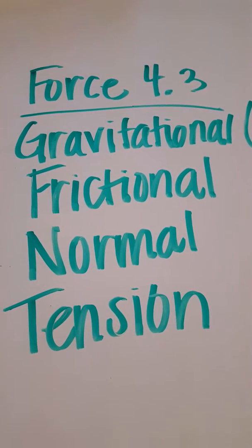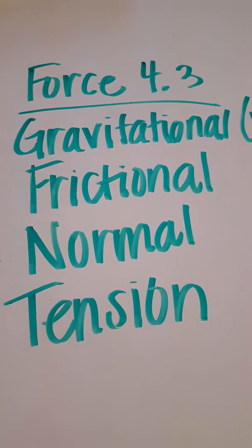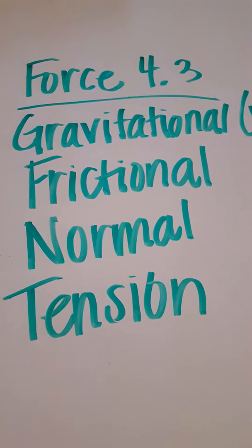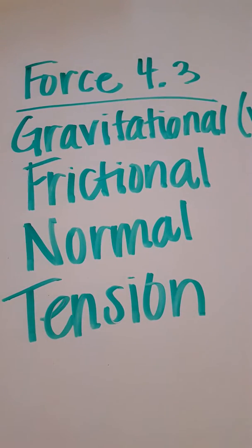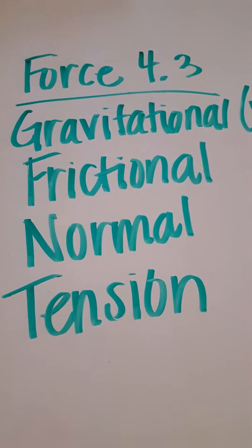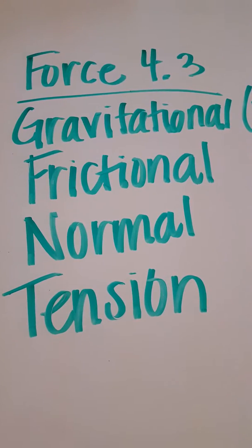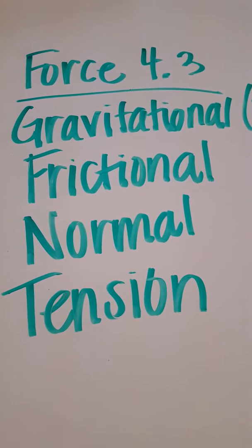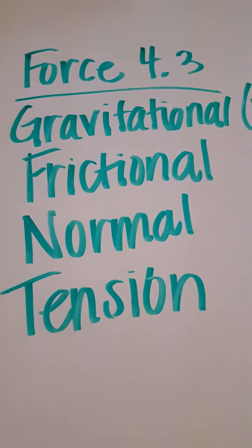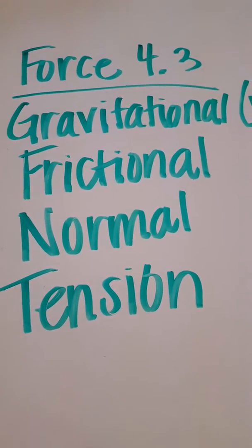We're going to continue looking at force 4.3, and we're going to focus on frictional force. The objective says to explain that friction is a force that opposes sliding between two surfaces, and for surfaces that are sliding relative to each other, the force on an object always points in the direction opposite of the relative motion of the object. Calculate friction from force diagrams.